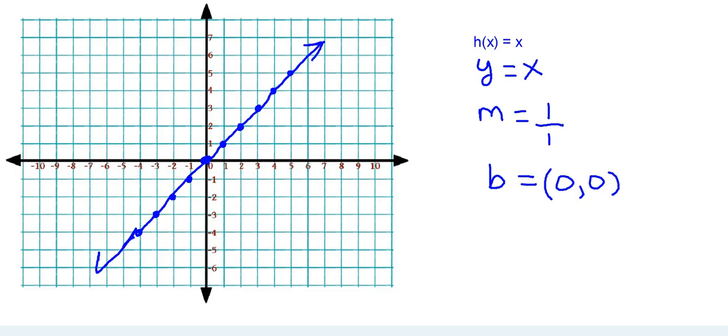And then on this particular equation in Blackboard, they also want you to determine what the domain and range is for this particular graph. So it goes on forever in each direction. So it's going to include all of the x's and all of the y's. So your domain is negative infinity, positive infinity, and your range is also negative infinity, positive infinity.